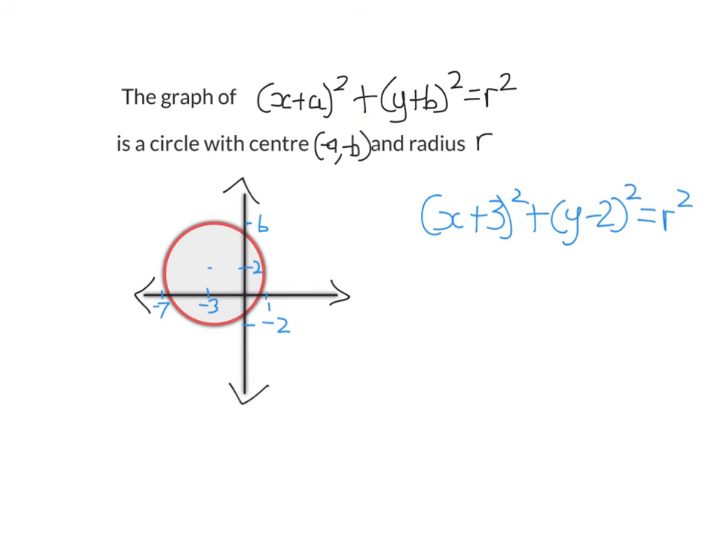So because the radius is 4, the number that goes here at the end is not 4, it's 4 squared, which is 16. So if you were to graph this circle here, you'd end up with this graph here.